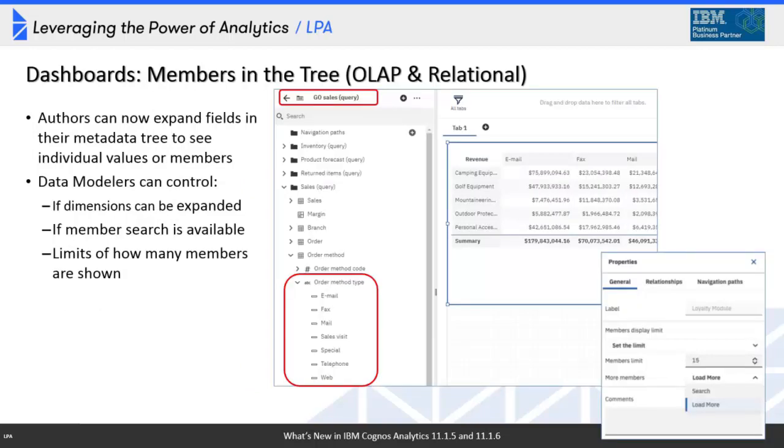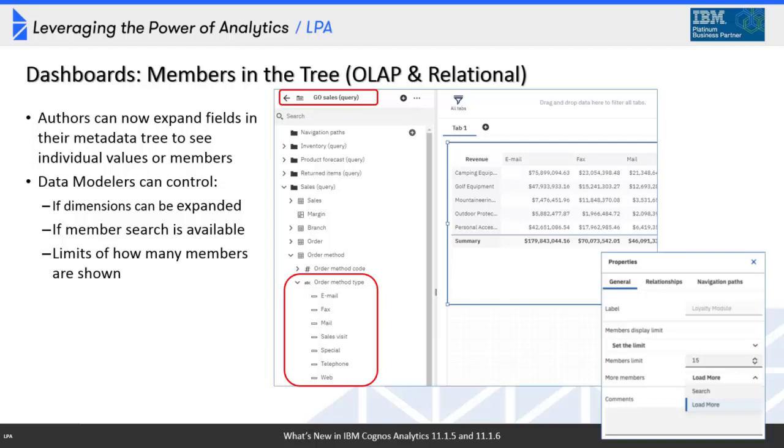Another big change in dashboards in 11.1.5 is relative to how you view your business data. Those of us who have written reports in the past using cubes are very used to the notion of being able to expand a level, the product line, year, and see the actual values. If we were working with sample data and we expanded product line, I'd see camping equipment and mountaineering equipment and personal accessories. If I expanded the year level, I would see 2018, 2019, 2020.